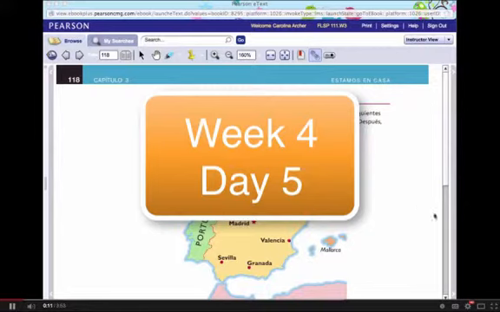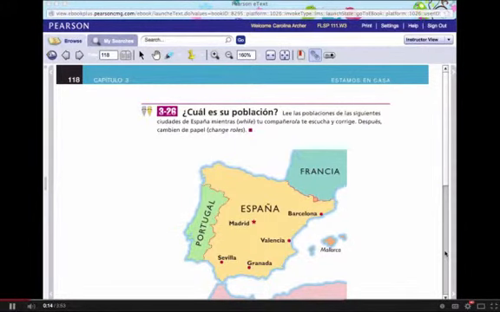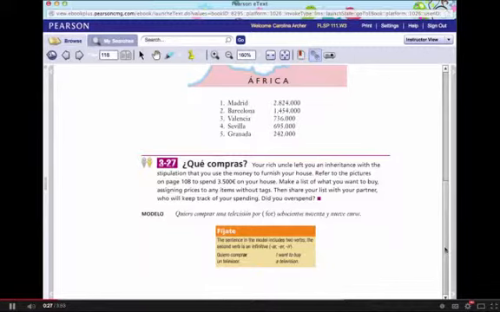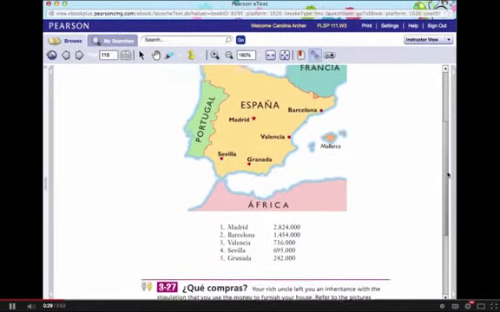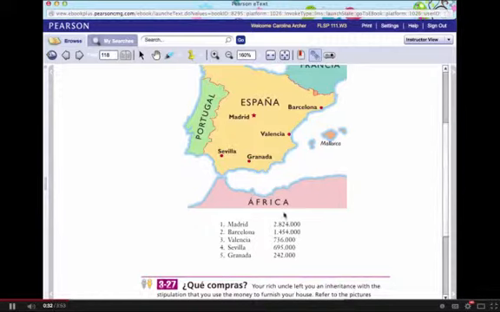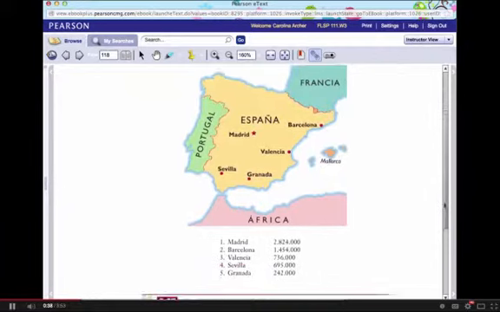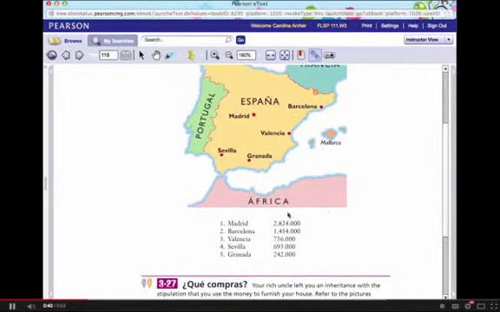Hola, ¿qué tal? Okay, we're going to continue and finish up chapter 3, capítulo 3. Okay, so yesterday we ended with numbers up to 100 millones. So here you have some numbers on this page that you can practice saying, some of these big numbers. Like this is the population of the different cities in Spain. Like in Madrid, which is the capital, and this big number would be 2,824,000.